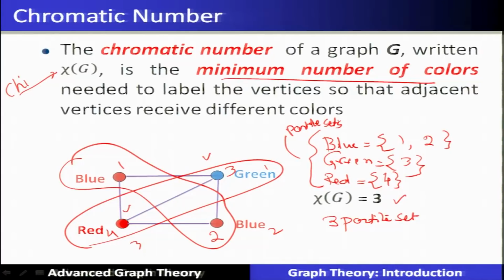So, the chromatic number is nothing but a partition of the set of vertices of a graph into 3 partite sets. This particular graph is a generalization of a bipartite graph, which has only 2 partite sets. Here you have obtained more than 2, that is 3 partite sets, and that particular value is called the chromatic number of a graph, represented by chi of G.